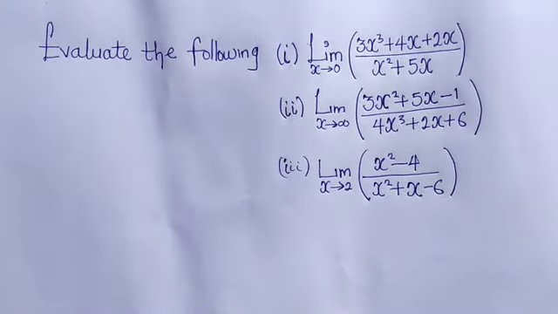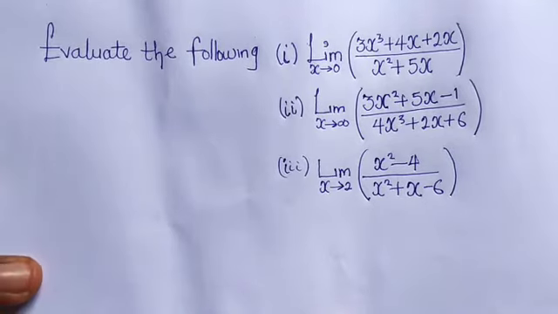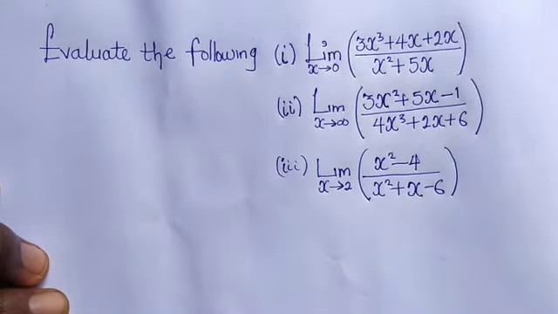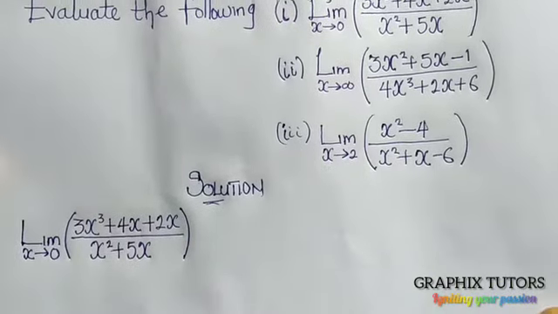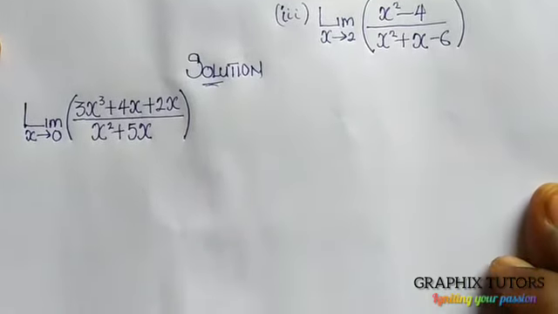Today we want to solve some problems in calculus, and it's under what? Limits. Now the first one says that the limit of x tends to 0 of (3x cubed plus 4x plus 2x) divided by (x squared plus 5x). So let's see. Let's write it out. So this is what we have here. Now let's see how we'll do this.